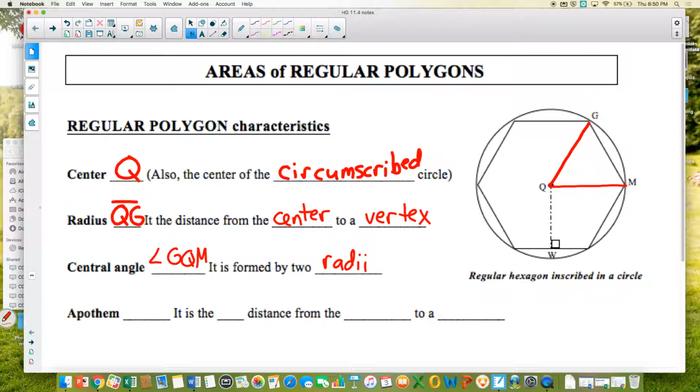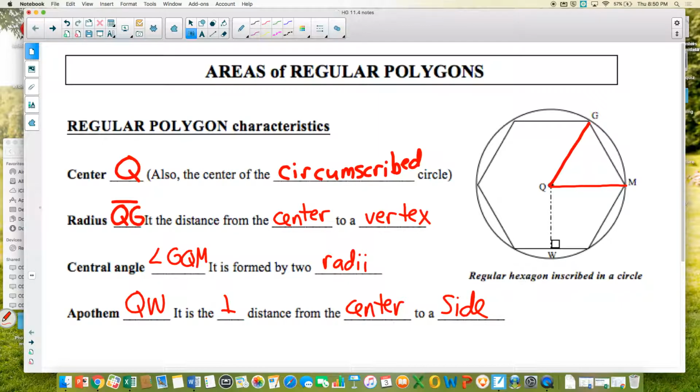And then now this next word you're going to hear me pronounce differently probably every other time I say it. Some people call it the apothem, and some people call it the apothem. I'm probably going to mix it up, but we'll go with apothem. The apothem is Q to W, and this is the perpendicular distance from the center to a side.